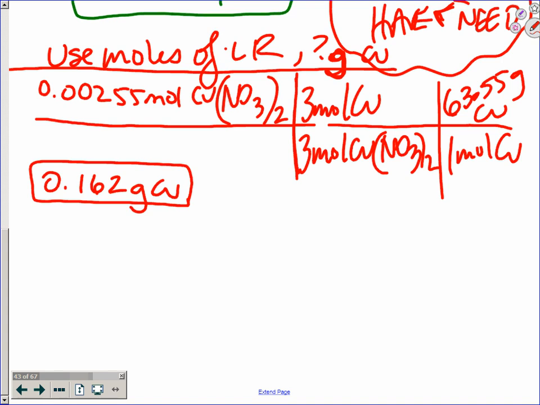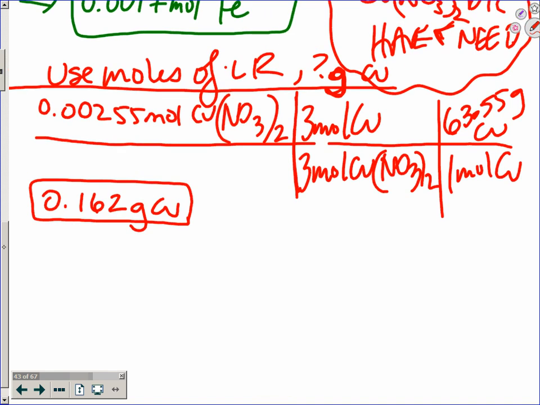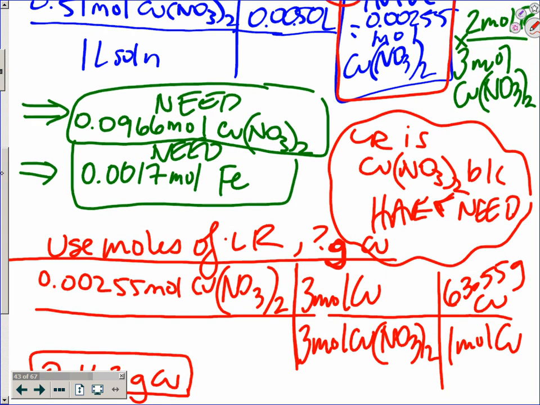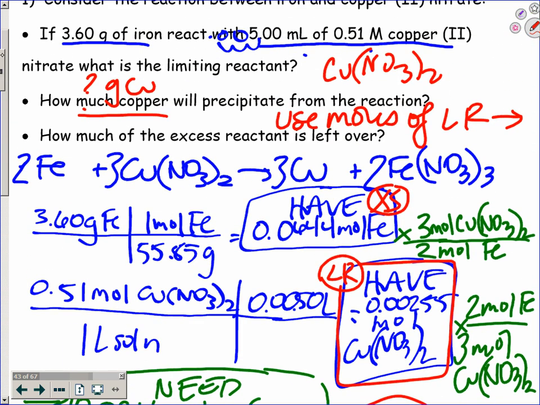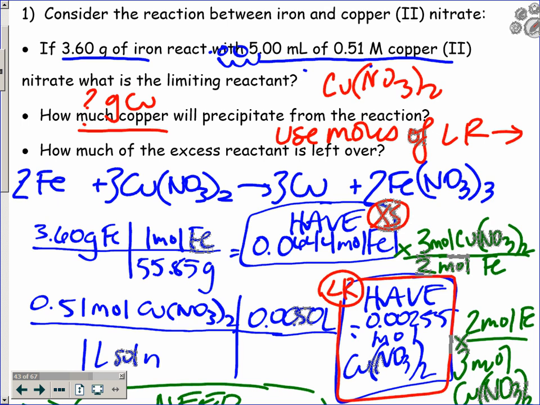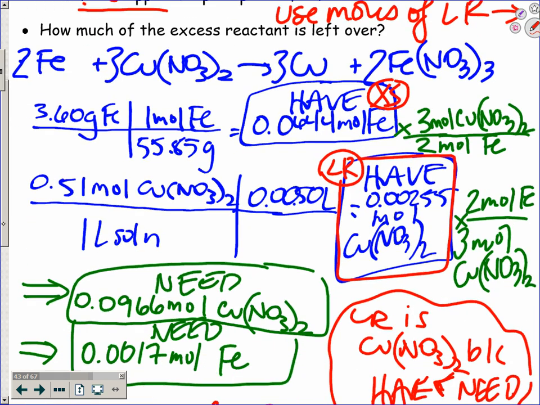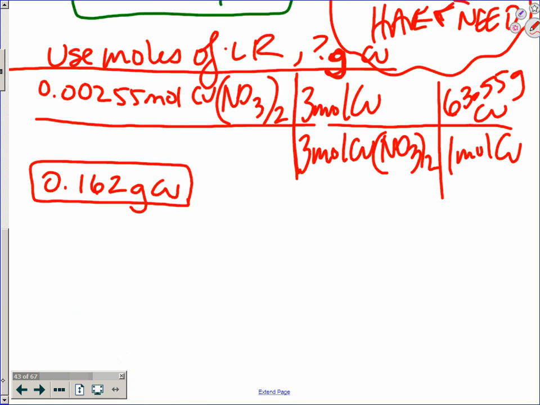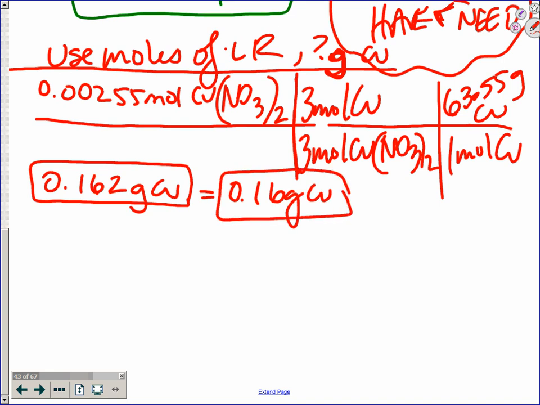All right, so we know how to do our stoichiometry once we know where to start. It's the limiting reagent part that has to tell us where to start. That's why that front part's a little bit labor intensive. How many sig figs do I need based on the data provided in this question? 2, right? 0.51 is our limiter of sig figs, so this needs to be recorded to 2 sig figs, which would be what? 0.16 grams of copper. Good. Okay, so that's our answer to the first question.